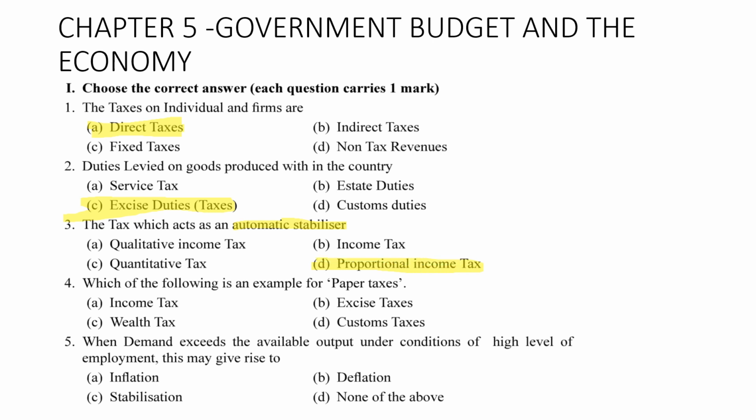Then, which of the following is an example of direct taxes? An example is income tax. Income tax is one example of direct tax. Then, when demand exceeds the available output under conditions of high level of employment, this may give rise to. So this will give rise to inflation. Okay, so this is the answer for question number 5.